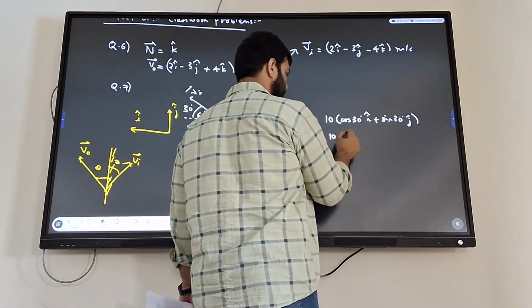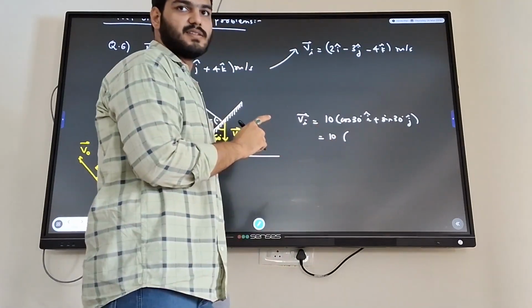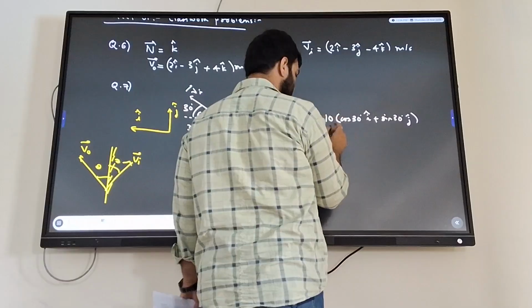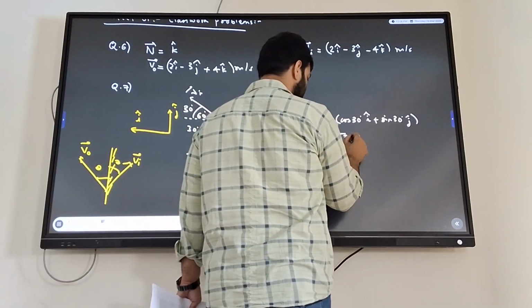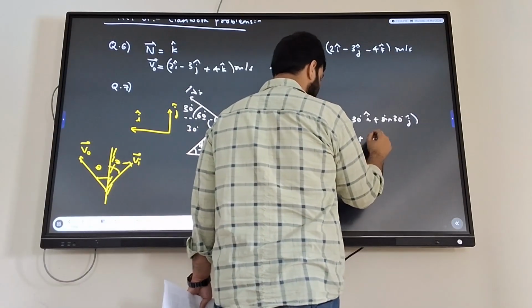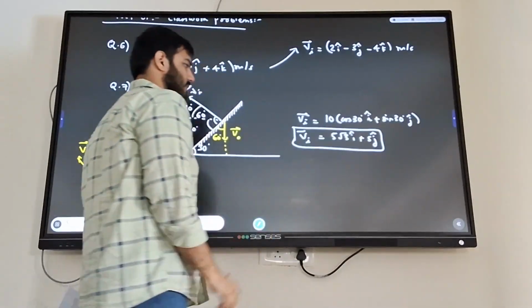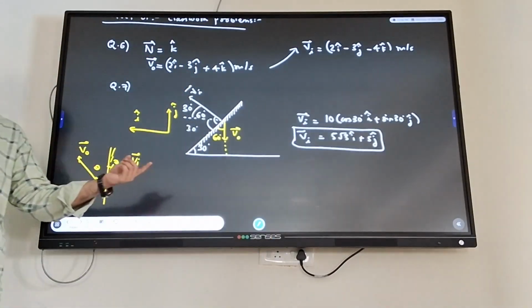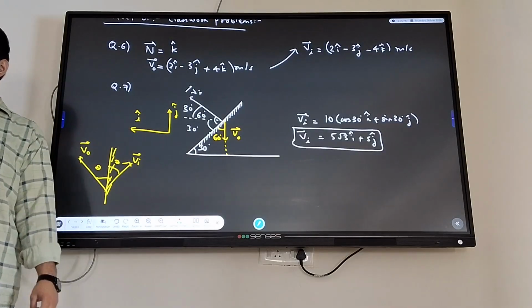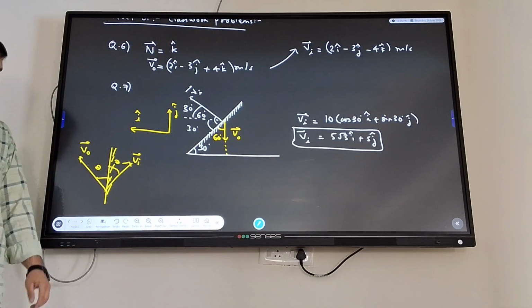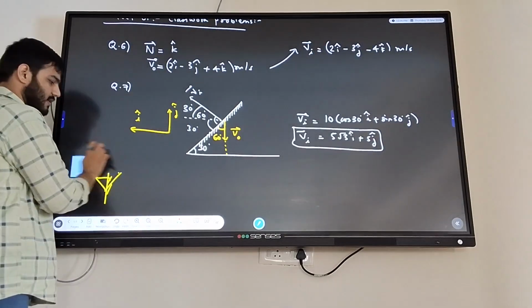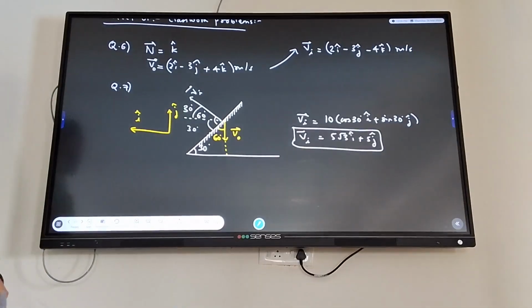And what will this look like? Cos 30 is root 3 by 2. So it is 5 root 3 i cap plus 5 j cap. Is it okay with everyone? How I wrote my vector? Good. If you are done with this, then go for question number 8.